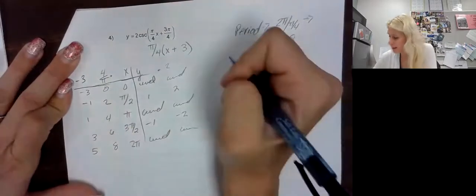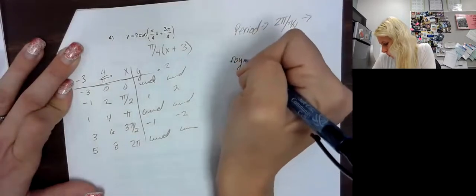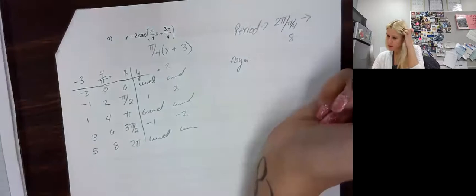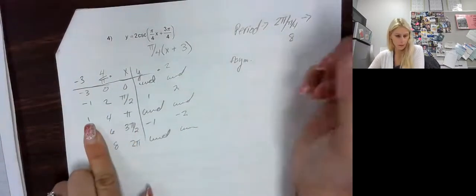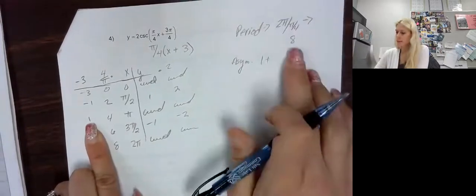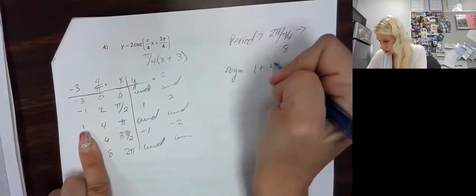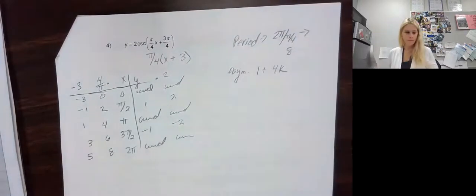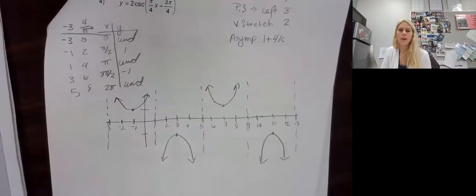Let's do our asymptotes. So for our asymptotes, we want the first positive asymptote, which is at 1, plus, and then remember we're taking our period, dividing it in half, so that's 4. Okay. There's our graph.